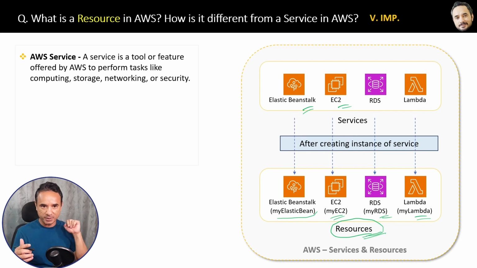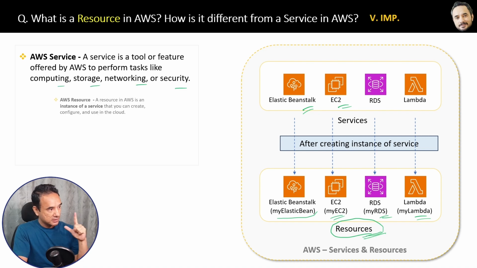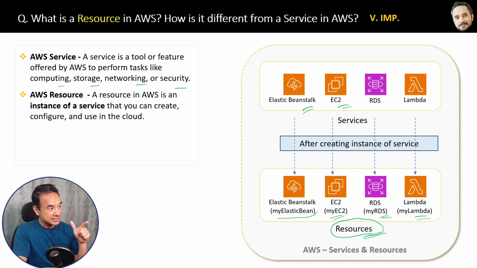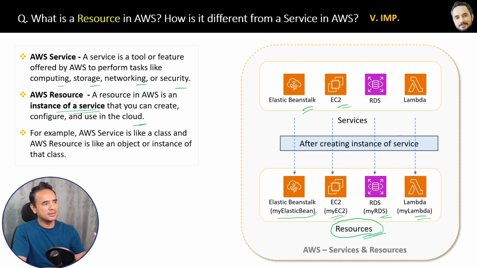Here is the easy to remember definition. An AWS service is a tool or feature offered by AWS to perform tasks like computing, storage, network security. An AWS resource is an instance of that service that you create, configure and use in the cloud. For example, an AWS service is like a class, an AWS resource is like an object or instance of that class. Now, this simple diagram and theory in this book will help you in the quick revision for your interviews.